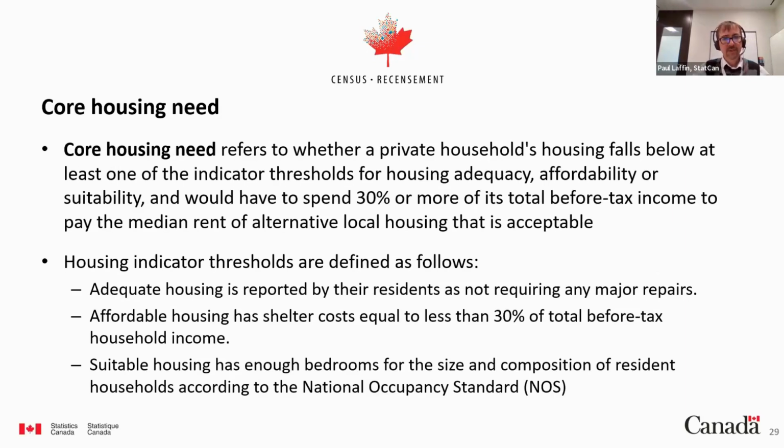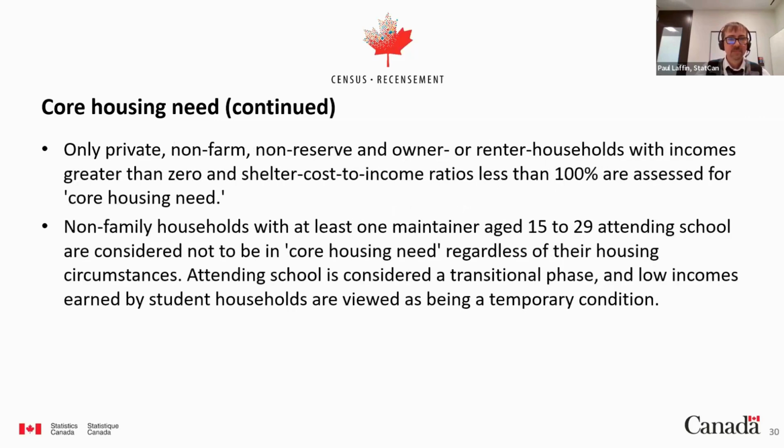Core housing need is another one of these indicators that we work on with our partners at Canada Mortgage and Housing Corporation. It refers to whether a private household's housing falls below at least one of the indicator thresholds for housing adequacy, affordability, or suitability, and would have to spend 30% or more of its total before-tax income to pay the median rent of an alternative local housing that is acceptable. It should be noted that only private, non-farm, non-reserve, owner or rented households with incomes greater than zero and shelter cost to income ratios less than 100% are assessed for core housing need.